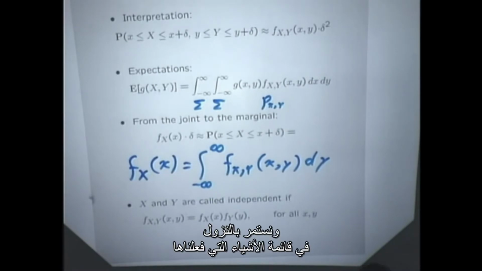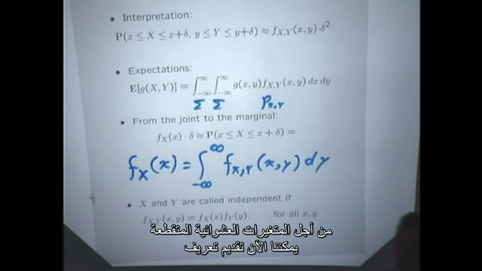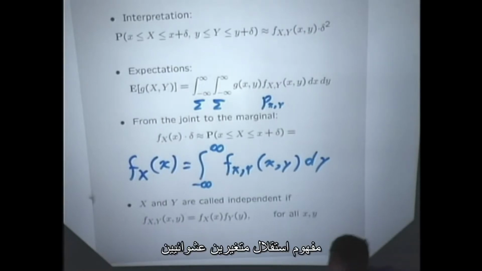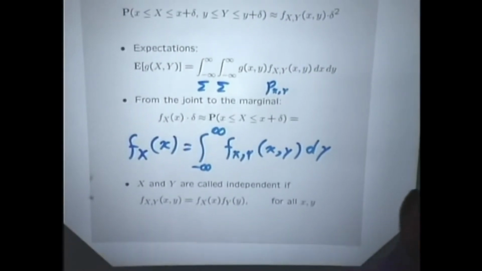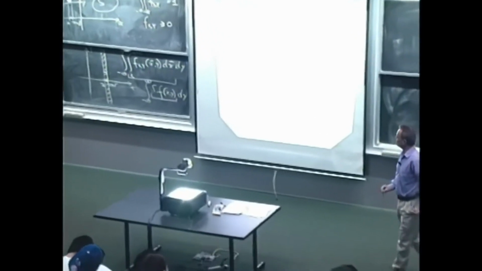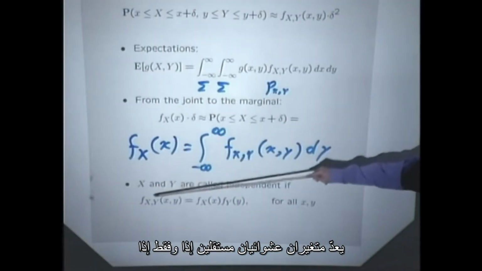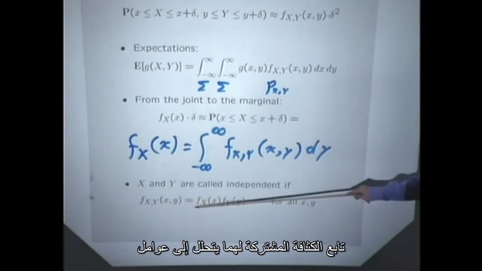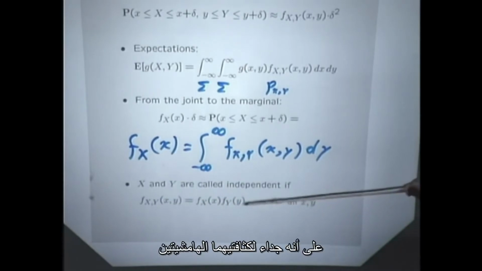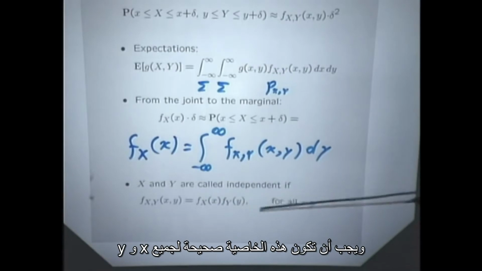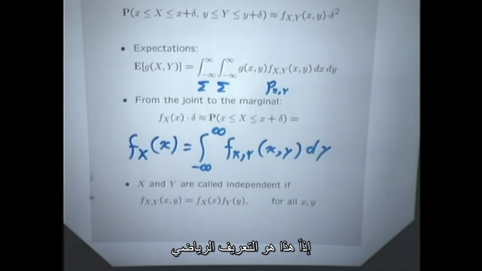Then continuing going down the list of things we did for discrete random variables, we can now introduce a definition of the notion of independence of two random variables. And by analogy with the discrete case, we define independence to be the following condition. Two random variables are independent if and only if their joint density function factors out as a product of their marginal densities. And this property needs to be true for all x and y. So this is the formal definition.